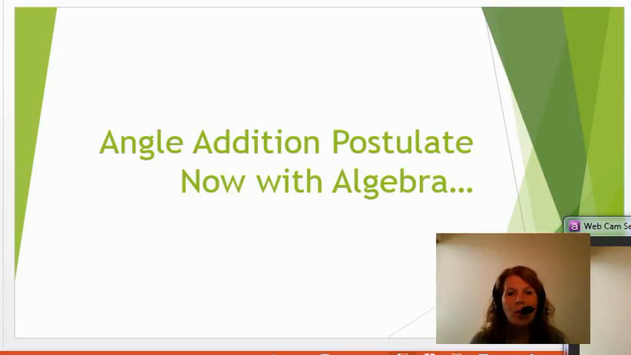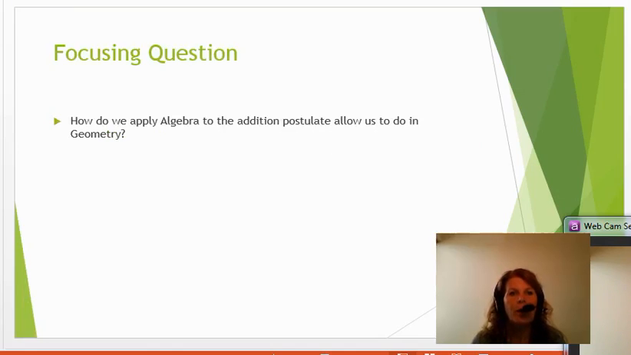Okay guys, now that we've introduced the angle addition postulate and run through some basic examples, we're going to apply our algebra to the angle addition postulate. Our focusing question in this lesson is, how do we apply algebra to the angle addition postulate to allow us to do geometry?